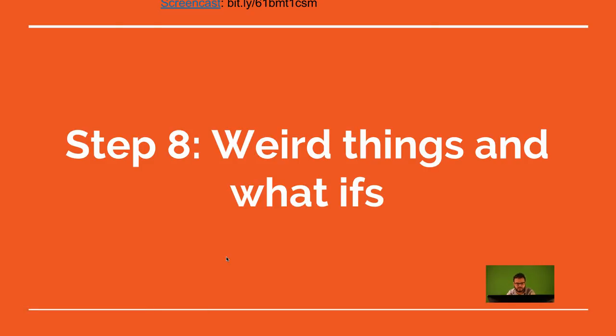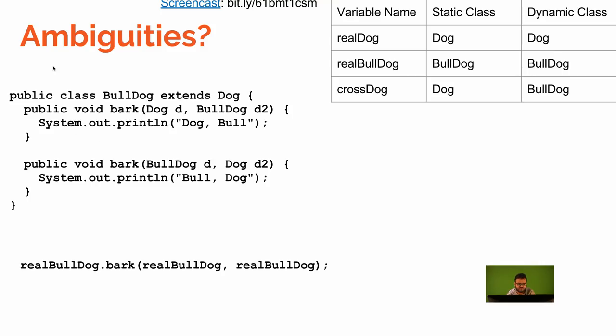Weird things and what ifs. So imagine you have an ambiguity. What do I mean by that? You have a public class bulldog which extends dog, and you have a bark method. The first bark method can take in a dog and a bulldog. So in that order, dog, bulldog. The second bark method can take in a bulldog, dog in that order. The real question now is what method will run? Real bulldog dot bark, real bulldog, real bulldog.